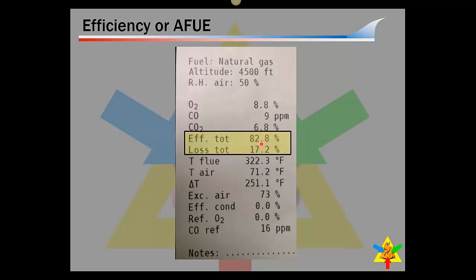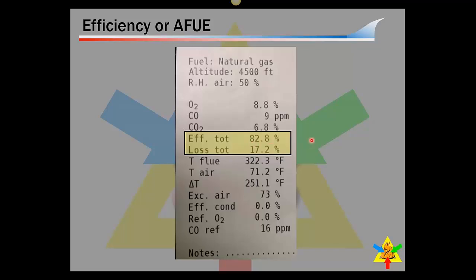This number should closely match the rating of the furnace. So for example, if you can find the sticker on the furnace that has the AFUE rating, the annual fuel utilization efficiency. In this case, the furnace had an AFUE of 80%. This number should be within a couple of percentage points of what it's rated at, okay? So it was at 82.8. It's right where it should be.